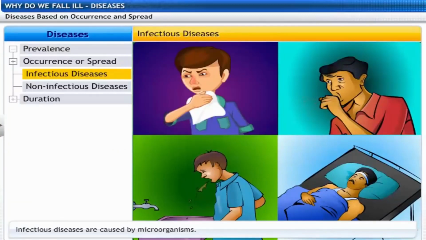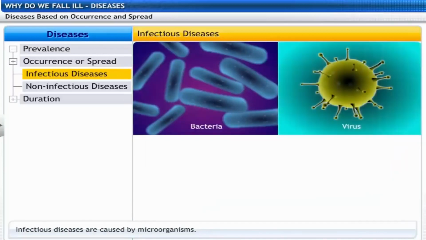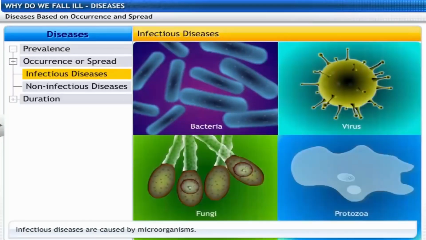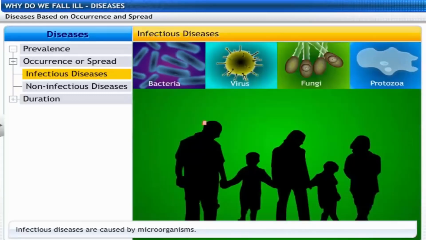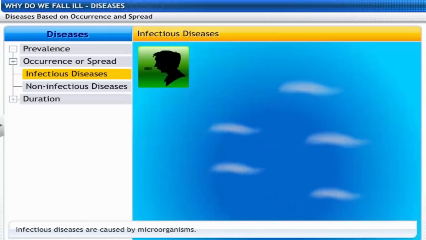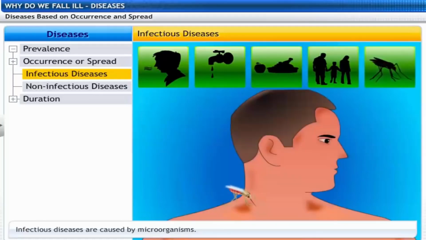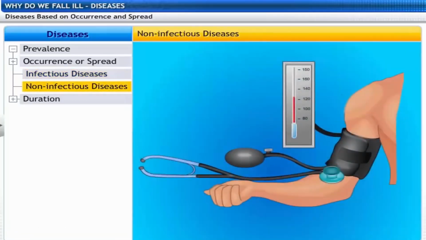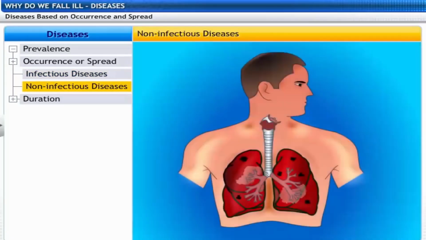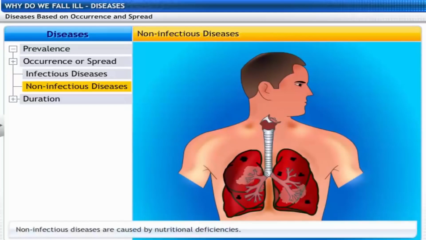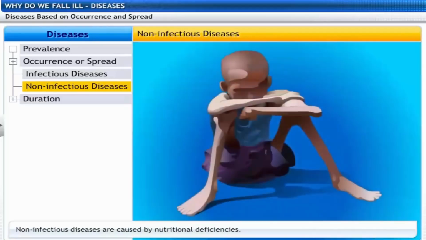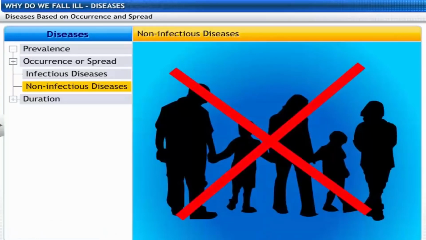Infectious diseases are caused by microorganisms like bacteria, virus, fungi, and protozoa. These diseases spread from one person to another through air, water, food, physical contact, and insects. Hence, they are also called communicable diseases. Diseases like high blood pressure and some cancers caused by genetic abnormalities are examples of non-infectious diseases. These diseases are caused by nutritional deficiencies. They do not spread from one person to another. Hence, they are called non-communicable diseases.